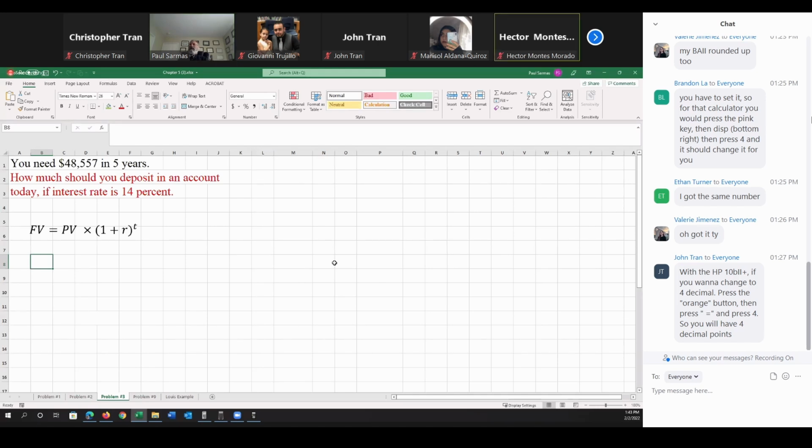All right. So let's say you want to buy a car in 5 years. You want to buy a Tesla Model 3. $48,557. All right. In 5 years. How much do you need to save today at 14%, so that in 5 years you will have $48,557? So all you need to do is recognize that your 48,557 here is your future value.